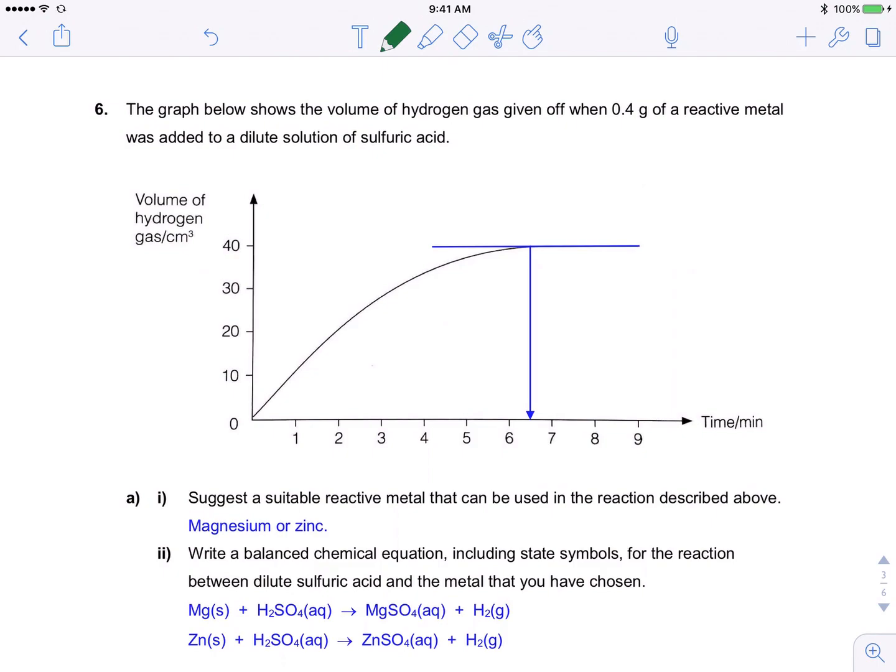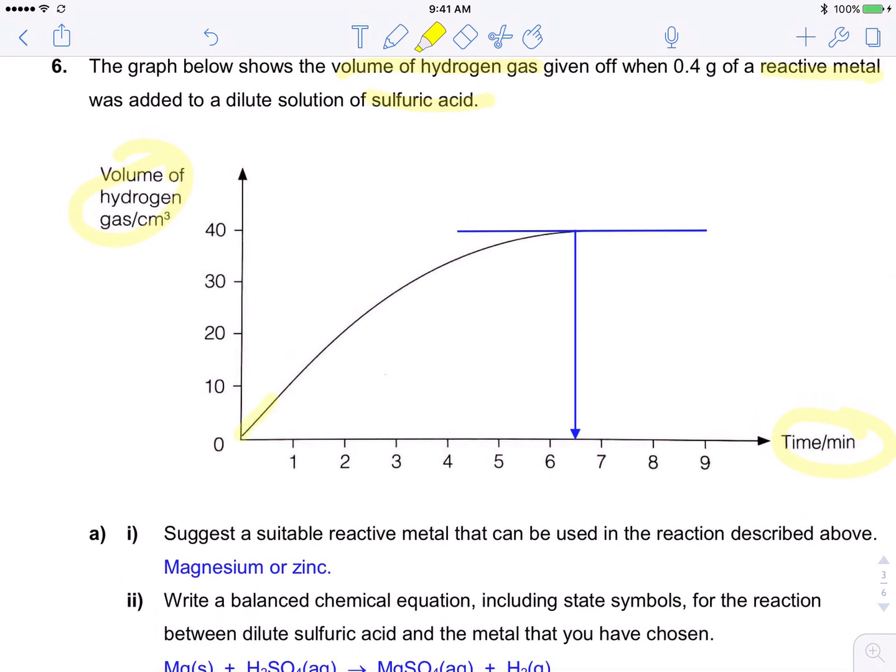Next, we have a graph. It shows the volume of hydrogen gas when a reactive metal is added to sulfuric acid. This is the volume of hydrogen gas, this is the time. Note that after a while, the graph starts to plateau. What does it mean when the volume of hydrogen gas plateaus? If you think about it, since there's no more hydrogen gas being produced, the reaction has stopped. This is the point in time where the reaction stopped.